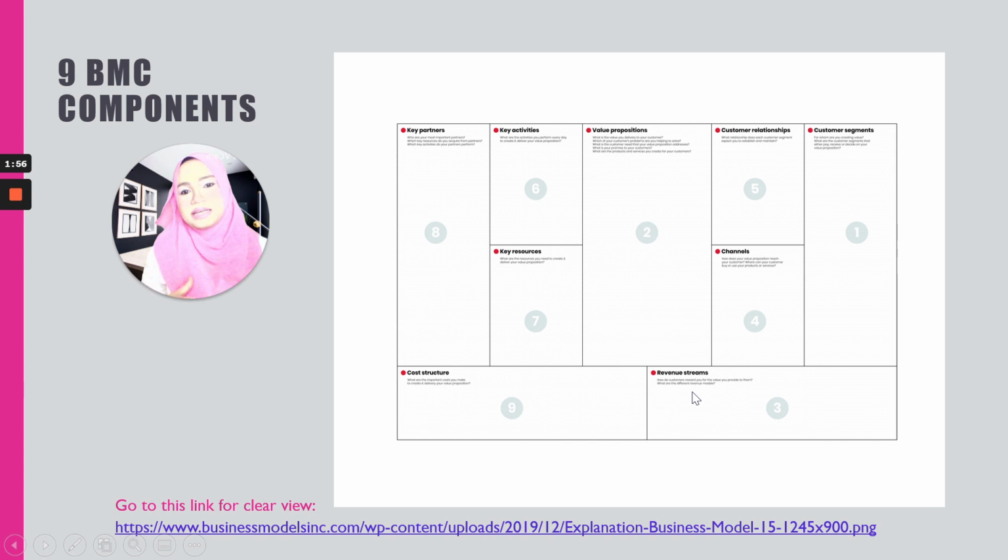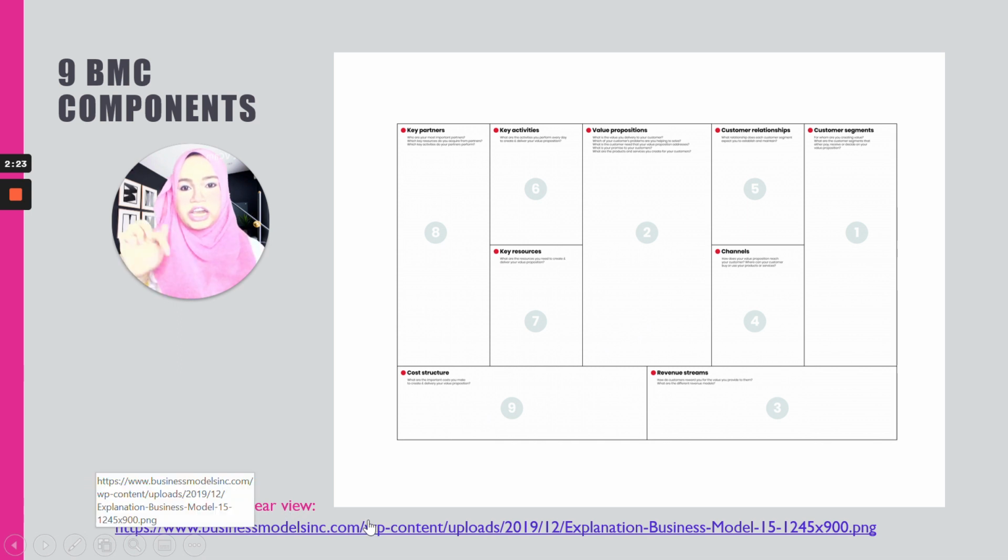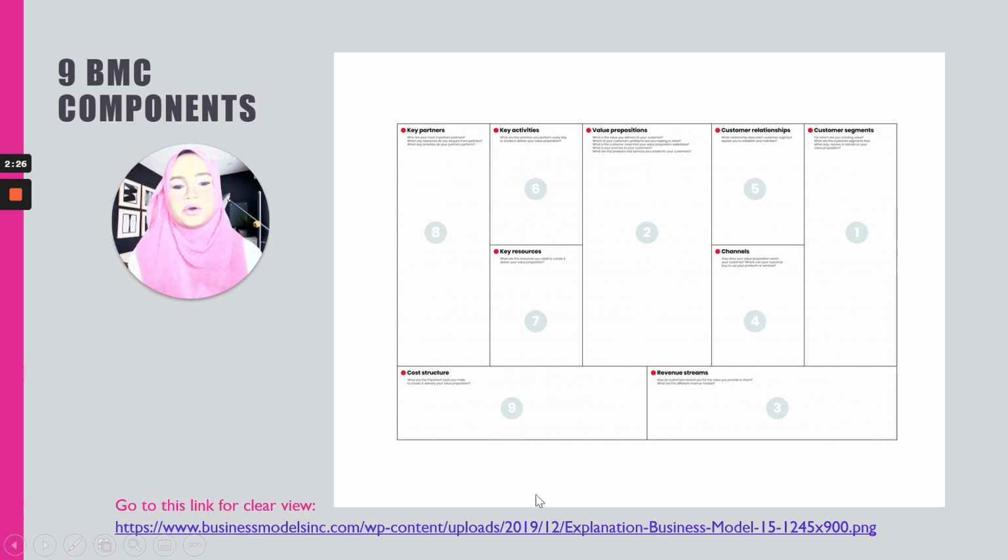You can get the template of this business model canvas on the internet. Of course, you can just Google business model canvas template and you will get a lot of templates that are available. But if you do not want to use the templates available online, you can just create your own business model canvas that will look like these particular blocks. You can also click the link here, which I will share in the description of this video, so that you can look at the explanation of the business model canvas. And of course, if you still do not understand, you can always ask me in our chat group.